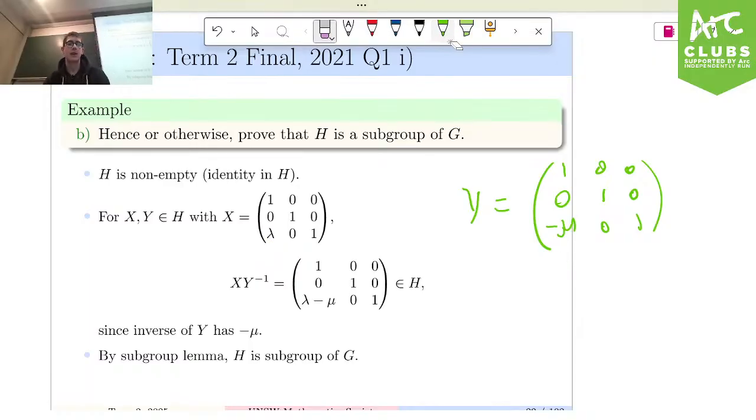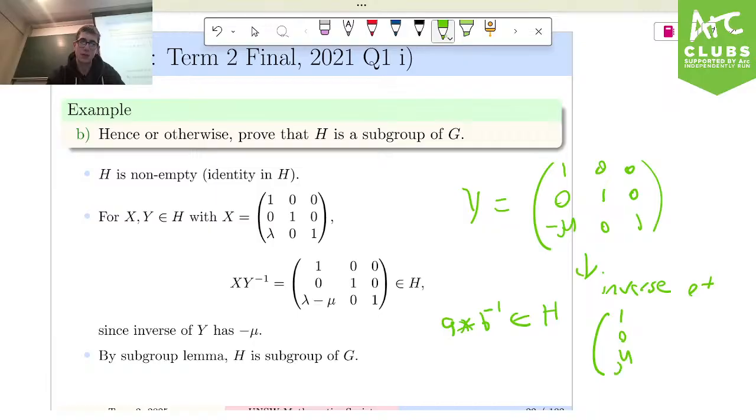So the reason why I chose negative mu here is because I was trying to use that more optimized version of the subgroup lemma, where you can show instead that A star B inverse is within your subgroup to show that it is a subgroup, and then just say that it's non-empty would be the only other thing you need to do. So hopefully you can see that this element Y would be the inverse of the element with mu here. So that's the inverse, right? Inverse of 1, 0, mu, 0, 1, 0.